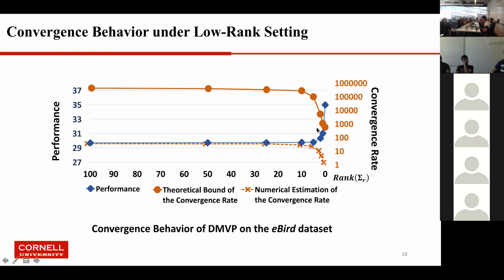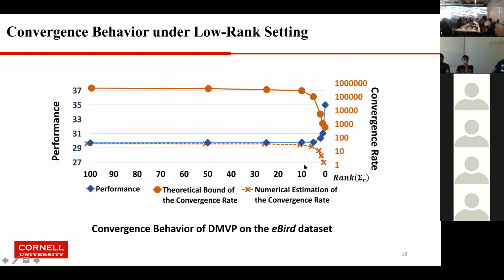And you can see, unless the rank of this residual covariance matrix is really low, like lower than 5, the performance doesn't change too much. But actually the upper bound drops a lot. Here the number of samples we need is on a logarithmic scale. So actually it drops from 500,000 to a dozen thousand, I think.